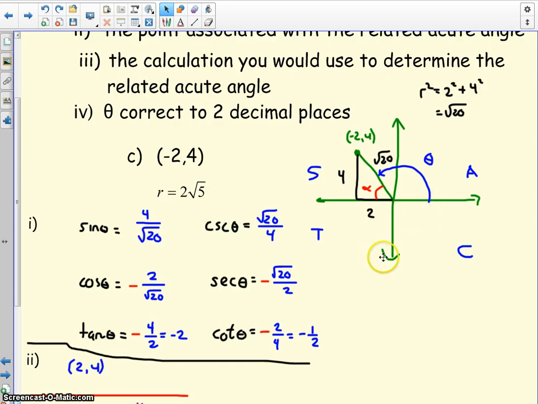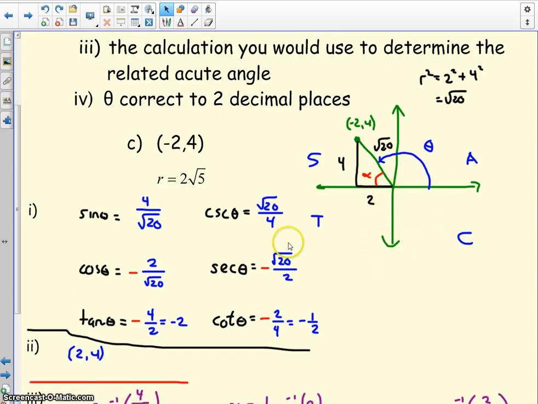And then we just use our CAST rule to determine if it's positive or negative. So sine theta, we have opposite over hypotenuse, so 4 over root 20. In quadrant 2, sine is positive, so it stays positive. For cosine, we have adjacent over hypotenuse, 2 over root 20. But in quadrant 2, sine is positive, cosine is negative. And then for tan, it's opposite over adjacent, 4 over 2, which simplifies to 2, but again, negative in quadrant 2. Okay, so you get reciprocal ratios by taking the reciprocal of each of sine, cosine, or tan.